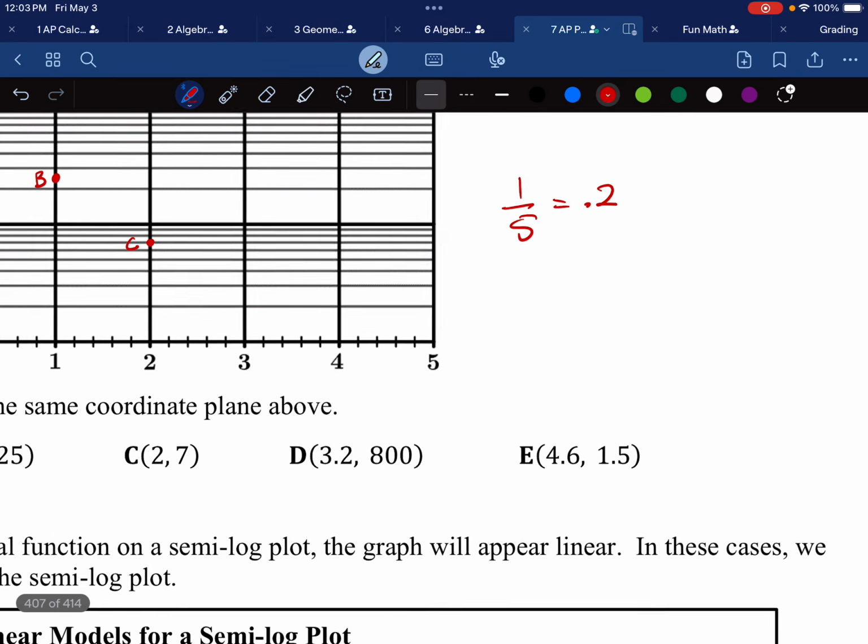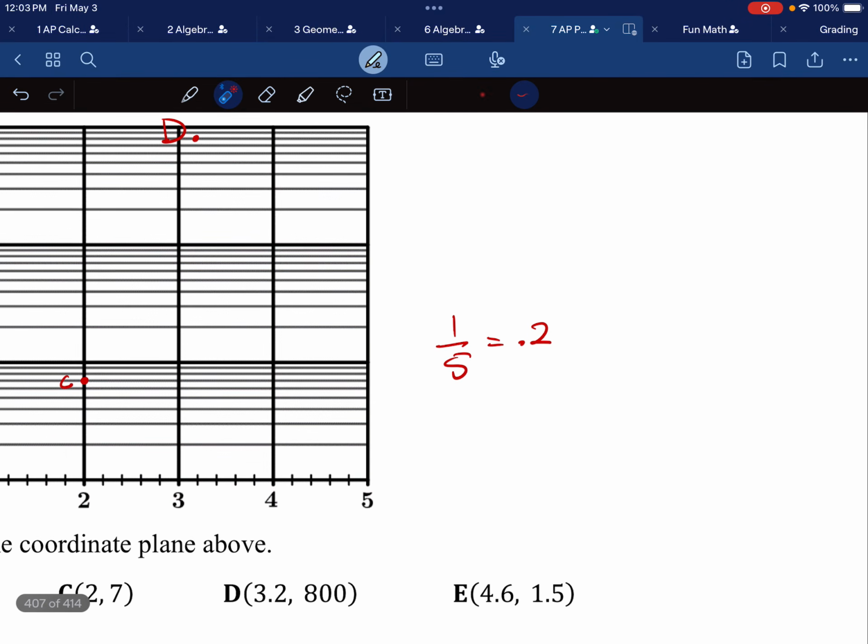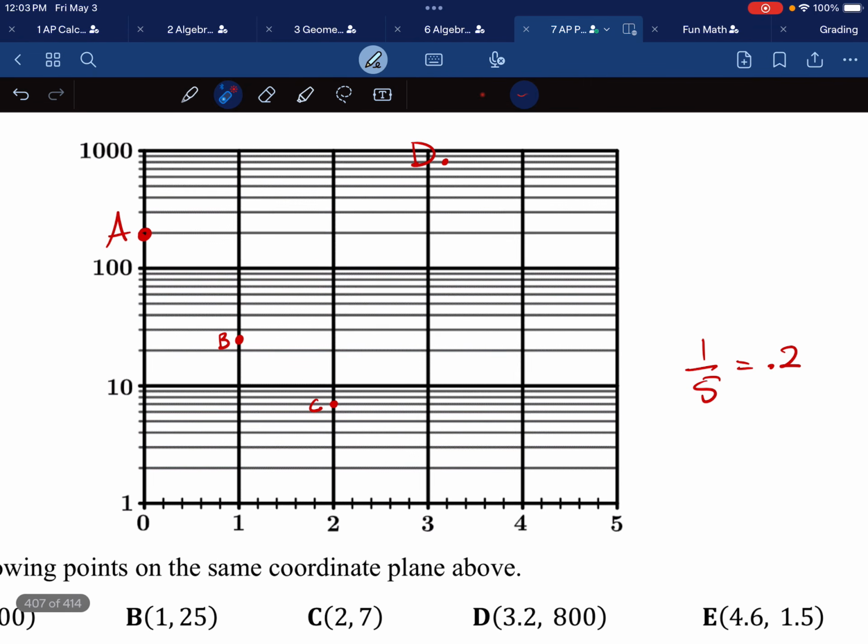And then finally, we have the point E, which is 4.6. We know that each of these tick marks is 0.2, so there's 4.2, 4.4, 4.6. So there's 4.6, and I go up 1.5. Well, I'm already at 1. You can see on the y-axis that this is 1, so I need to go up 0.5. So half of that is going to be right here. And that's going to be the point E.